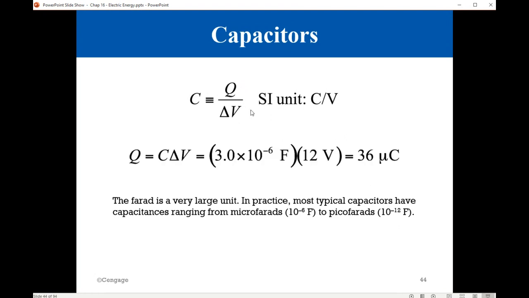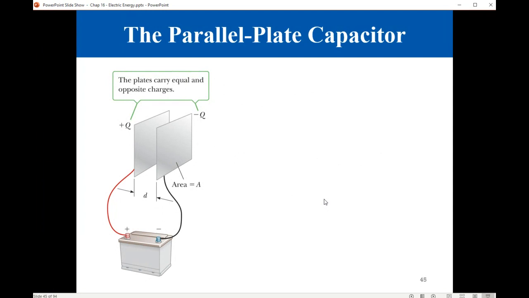From this defining formula, we can solve for Q. Q equals C multiplied by delta V. So if you have a capacitor with capacitance 3 microfarad connected to a car battery of 12 volts, the charge in the capacitor can be calculated from this equation. It is equal to 36 microcoulomb. The two plates carry equal amounts of charge, except one is positive, the other is negative.